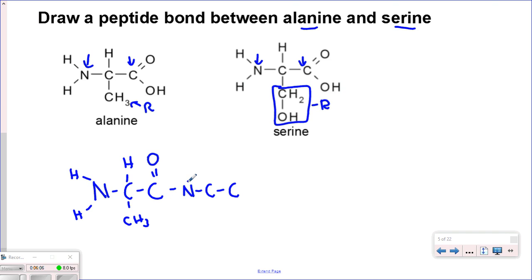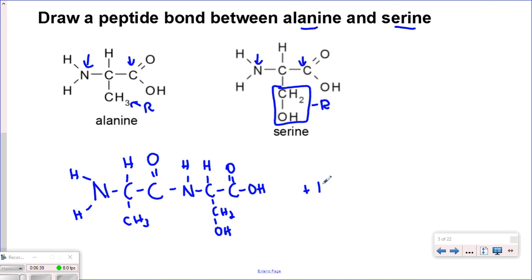So that next nitrogen, though, is only going to have one hydrogen bonded to it. And then the next carbon is going to be that central carbon for serine. That's going to be bonded to hydrogen. And then that will be bonded to our R group. And then the last carbon is going to be our carboxyl group. So here we have our peptide bond.